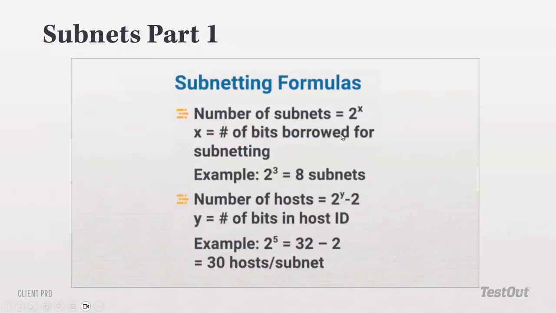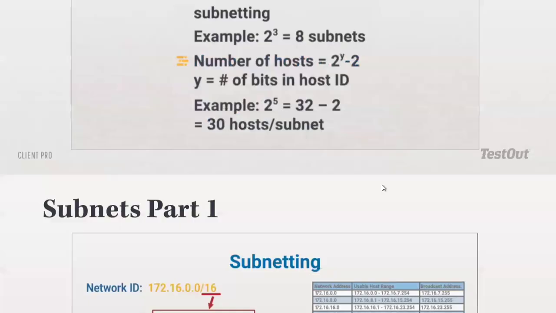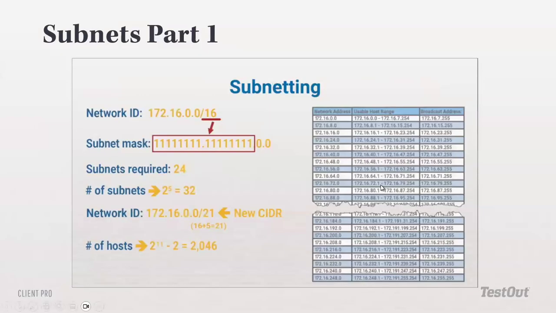And number of subnets, 8. I've got to subtract the 2 there as well. All right, subnets part 1. Here's your 16. So slash 16 means I'm only using the first 2 octets right here. There are some exercises you can go through to determine how many subnets you can create with how many bits, and you've got your CIDR notation as well.